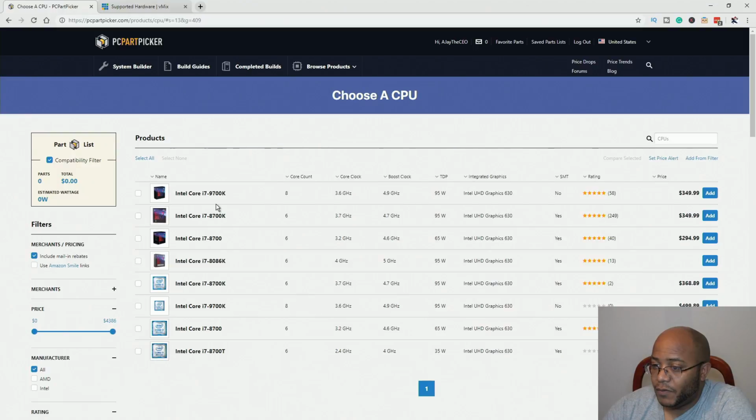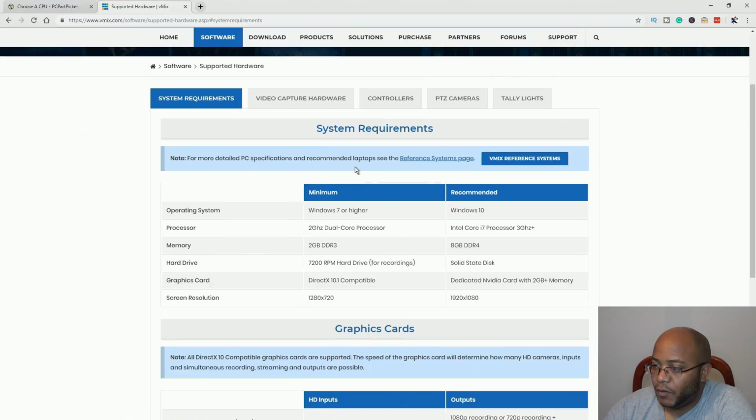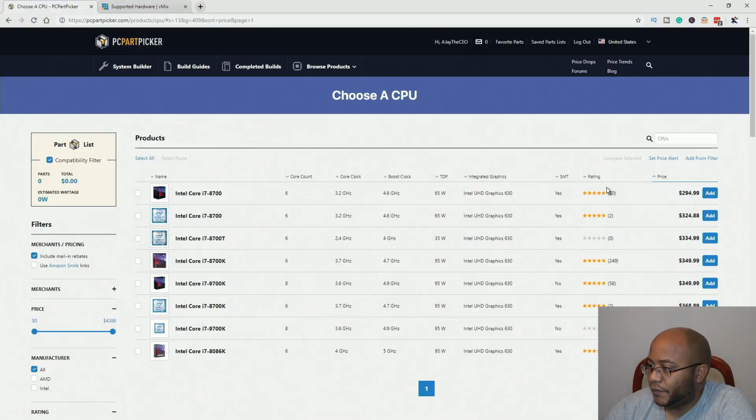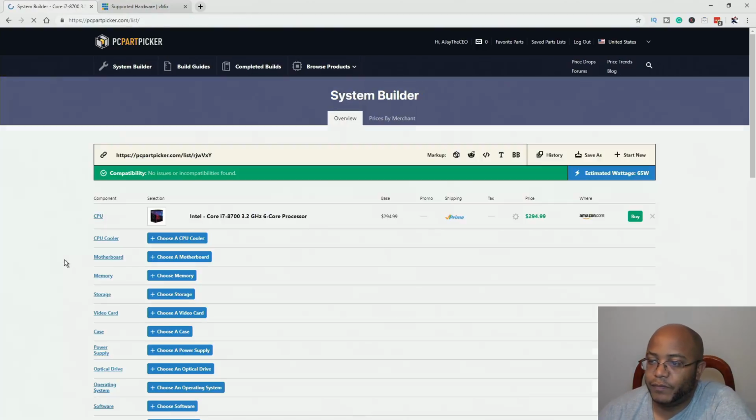All right, so if we go with a 9700K, good lord, which is 6 cores, and what speed did they say? They wanted it above 3 gigahertz. So let's sort it by price. Let's go with 8700. Yeah, let's go with 8700. All right.